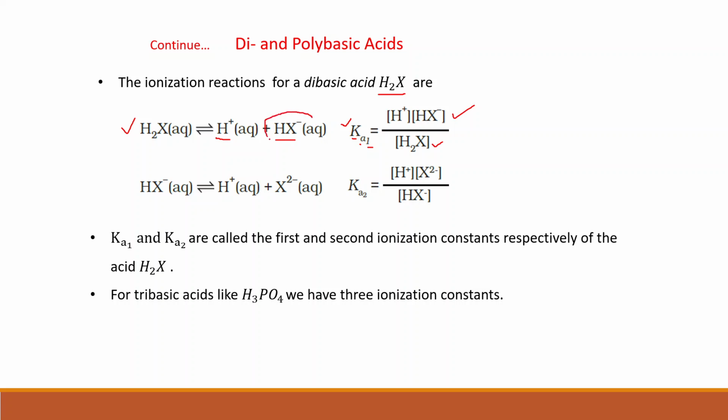Now this HX minus in the second step again loses this proton and this will convert into X2 minus. So we can write this is the acid dissociation constant for the second step. And this is again concentration of product in the numerator divided by concentration of reactant in the denominator, where Ka1 and Ka2 are called first and second ionization constants respectively of the acid H2X. For tribasic acids like H3PO4, we have three ionization constants.